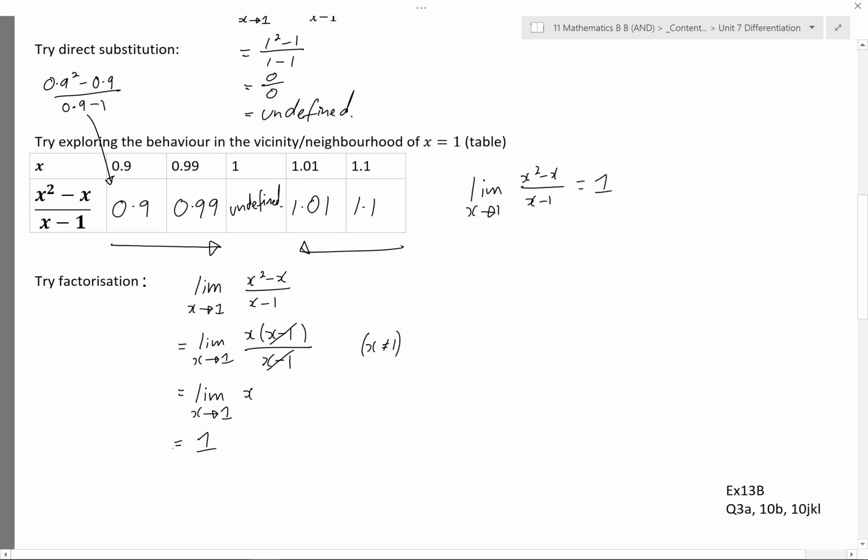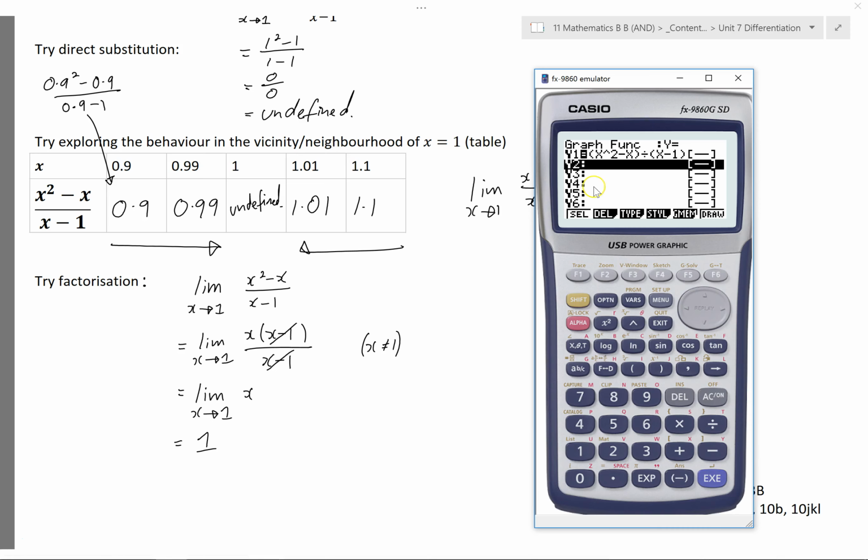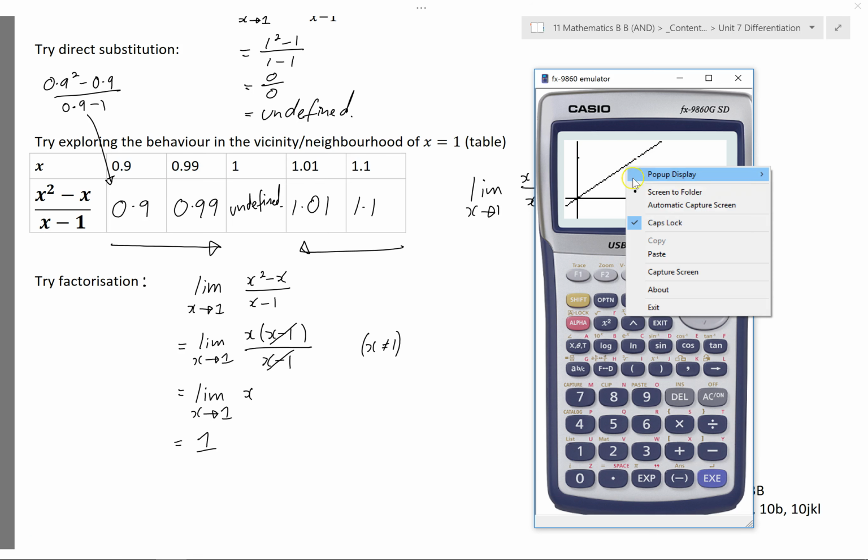It might be interesting to graph this to see what it looks like. So I've got it in my graph. If I draw it, I'll see that at x equals 1, there's actually a hole in the function. So if I draw a box around this to look at it a bit closer, we can see definitely a gap in that function, which is where I had my point that was undefined. But we can see that as we get closer from both sides, it approaches that value of 1 on the y-axis.